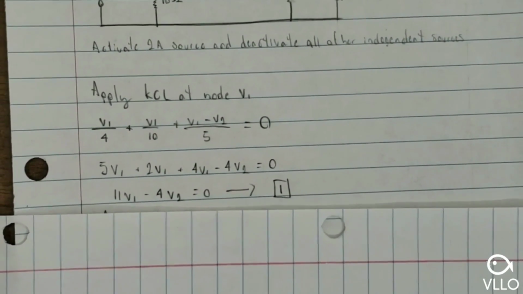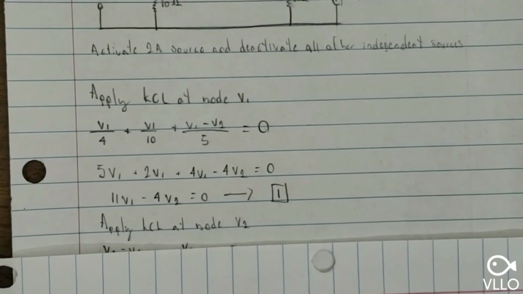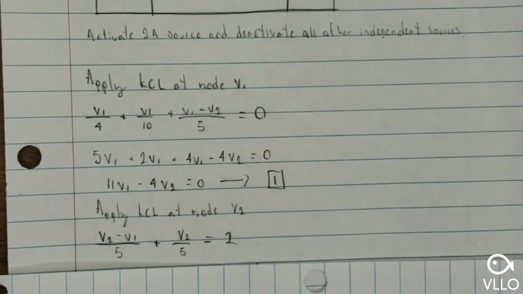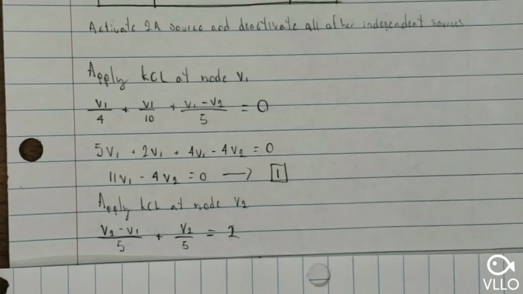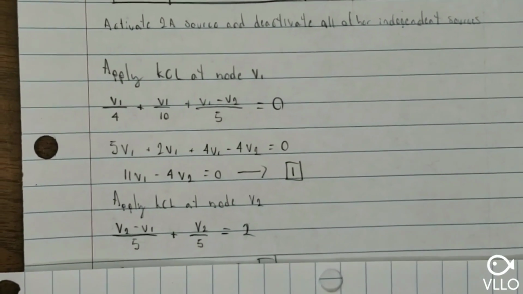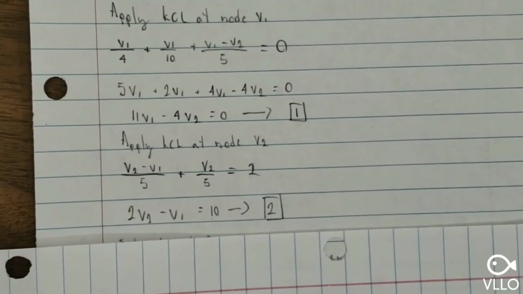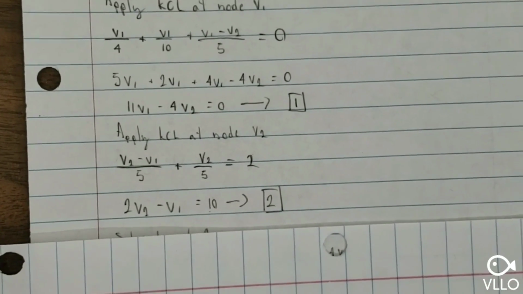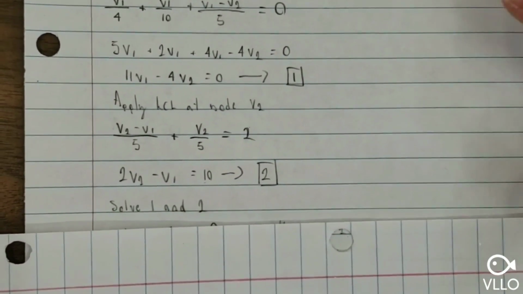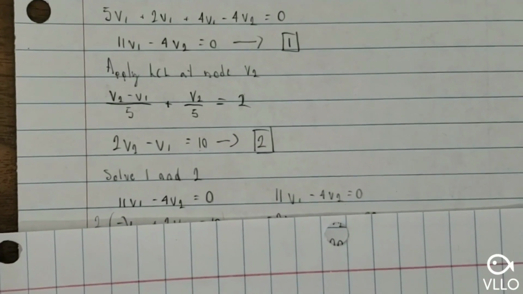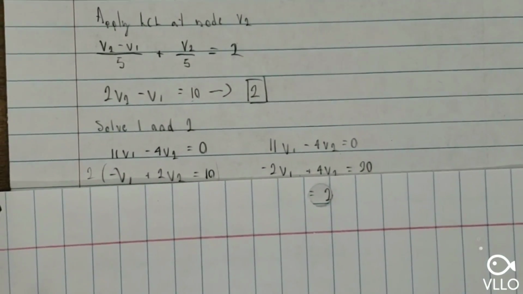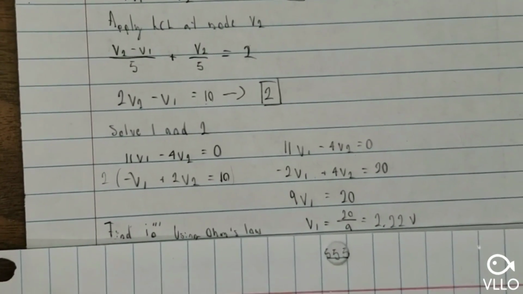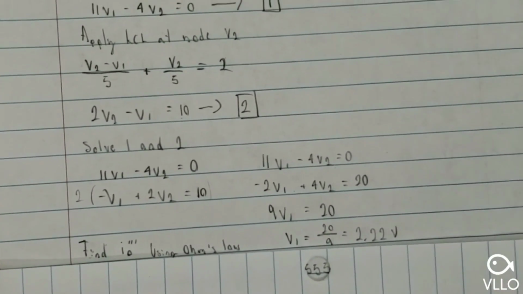equation 1. So now we're going to apply KCL at node V2, and that's going to be V2 minus V1 over 5 plus V2 over 5 equals 2. And after simplifying that equation, we're going to get 2V2 minus V1 equals 10, and that's going to be equation 2. So after we have those equations, we're just going to solve for V1 using either substitution or elimination to find V1, which is going to be 20 over 9, equals 2.2 volts.